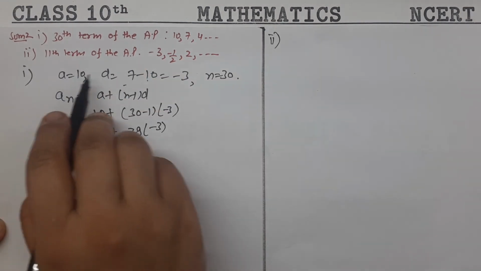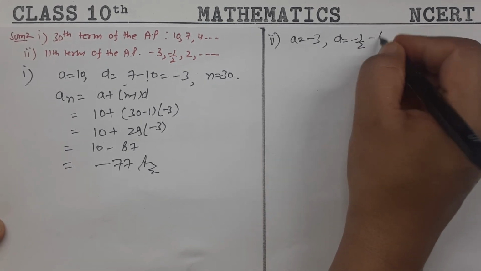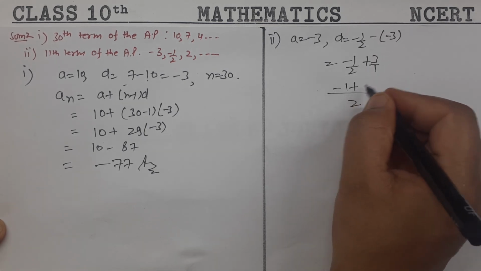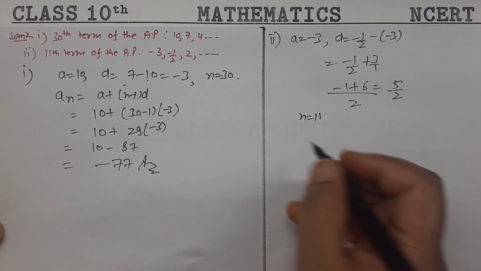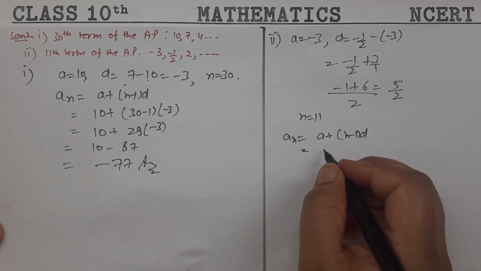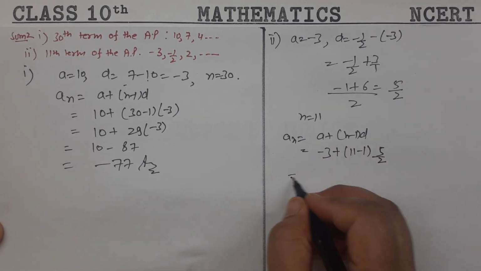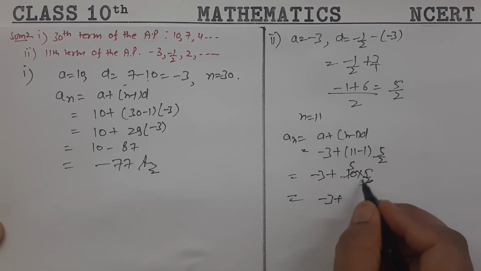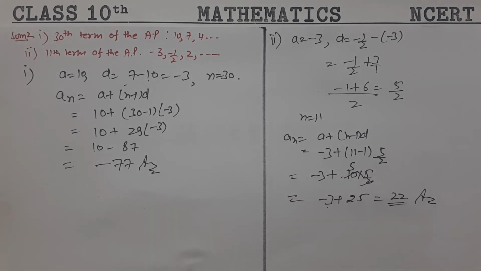Second part. 11th term of the AP. So A is minus 3, D is A2 minus A1. Take LCM. We have 5 by 2. N is 11. Apply formula. A is minus 3 and 11 minus 1. D is 5 by 2. 5 5s are 25. We have 22 as the answer.